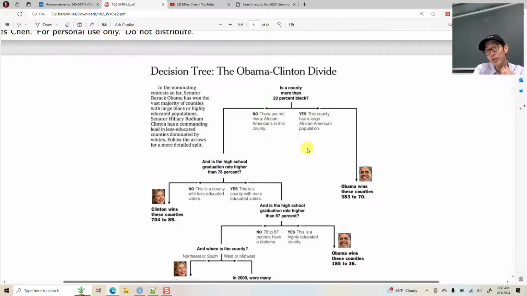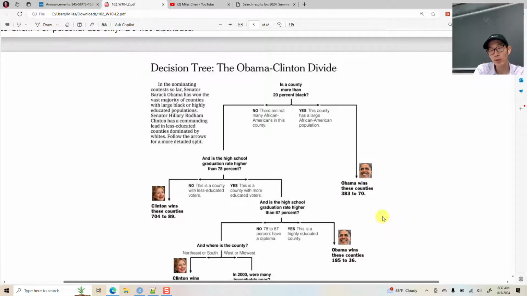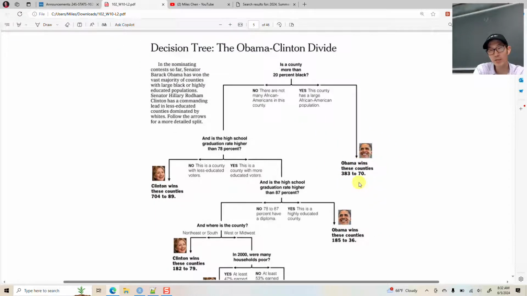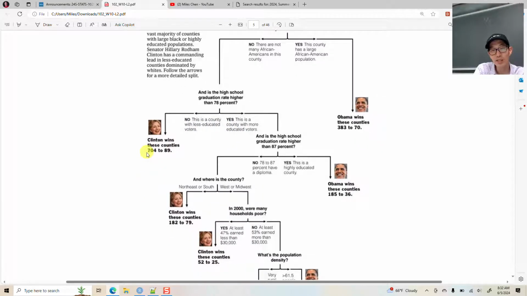And so, questions like, is the county more than 20% black? Yes. Obama won those counties, 383 to 70. Is the high school graduation rate higher than 78%? If the answer was no, then Hillary Clinton won those counties. Is the high school graduation rate higher than 87%?